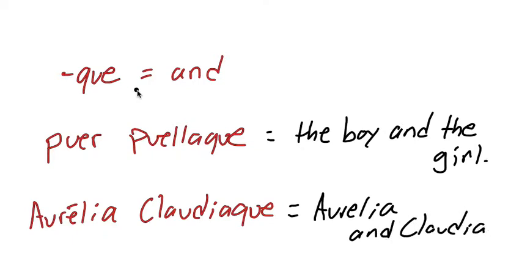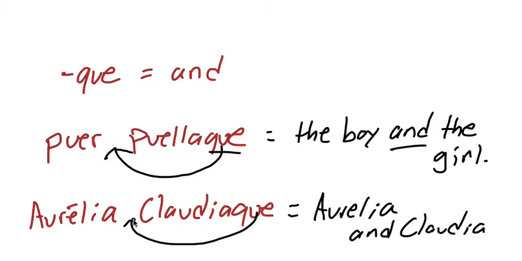So when you're translating the enclitic que, you basically think of it as taking the que and placing it in front of the word to which it is attached, and translate it that way. So we said the boy and the girl. We said Aurelia and Claudia. Okay, so whatever word it's attached to, you sort of mentally move it in your head to the word that it is attached to and translate it in that order.